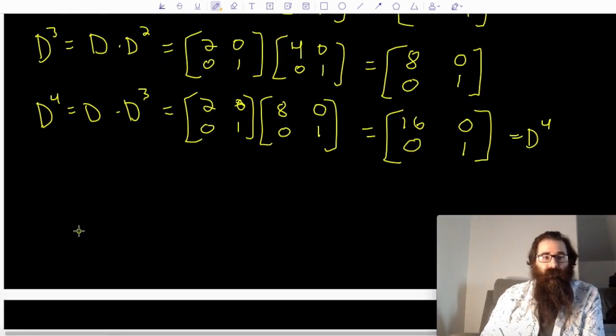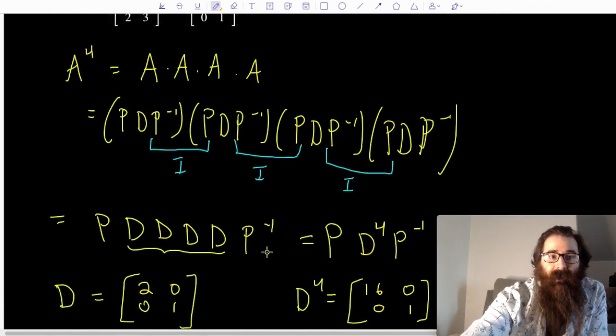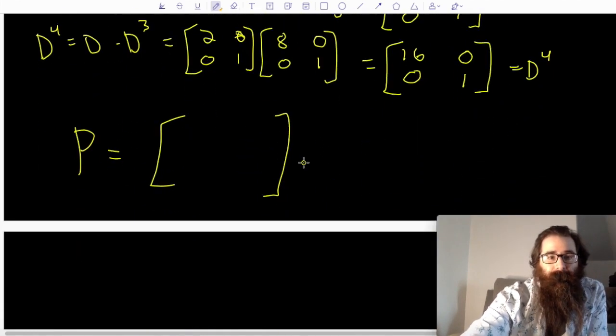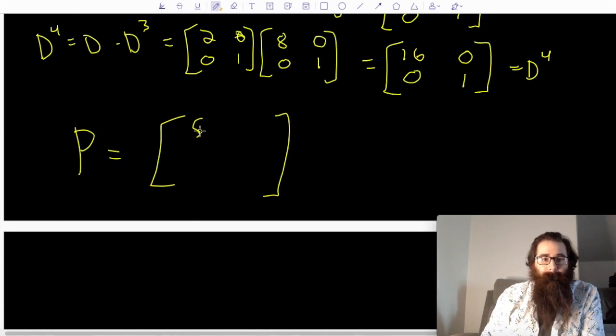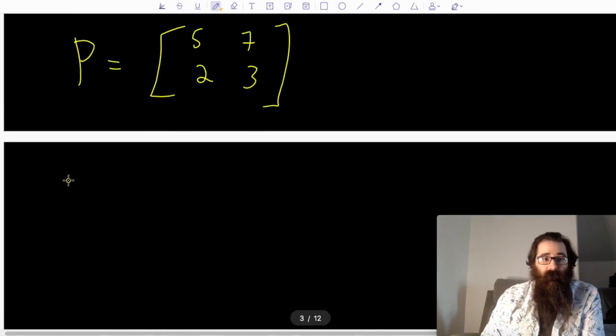And then what we had, matrix P, was given. Let me write that one back down again. That had rows 5, 7, 2, 3. And I want to find P's inverse. So we didn't do this yet, but let's find P's inverse.